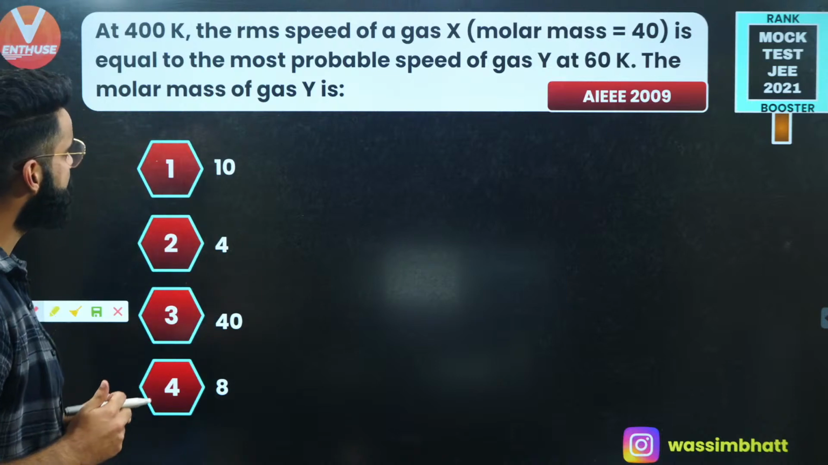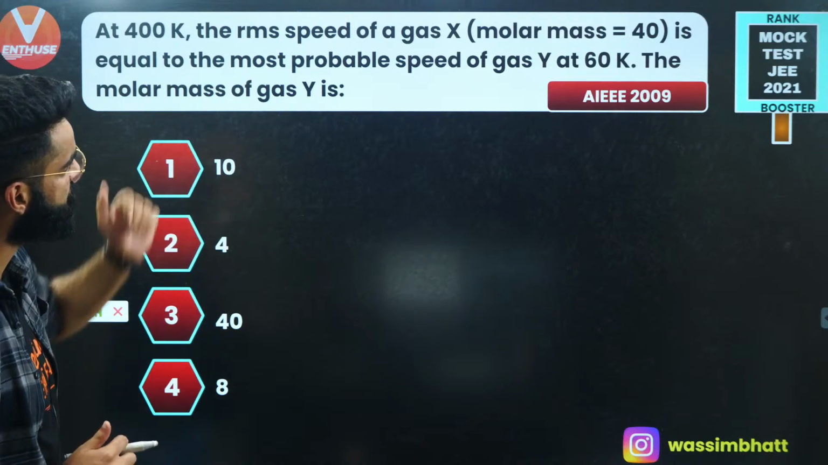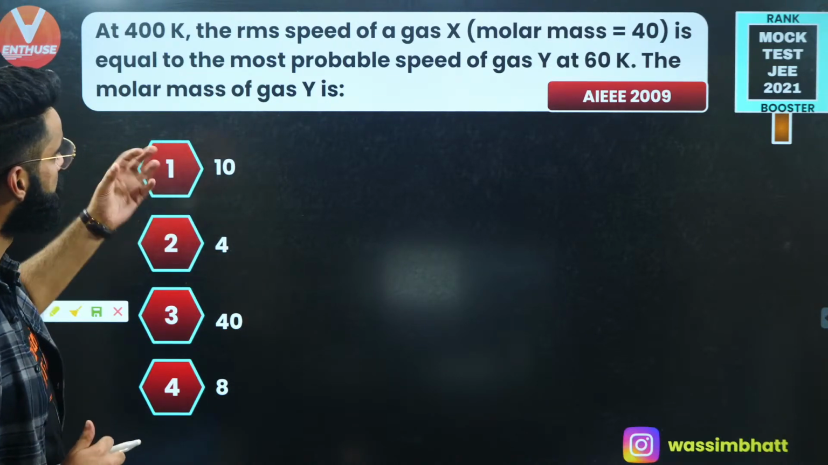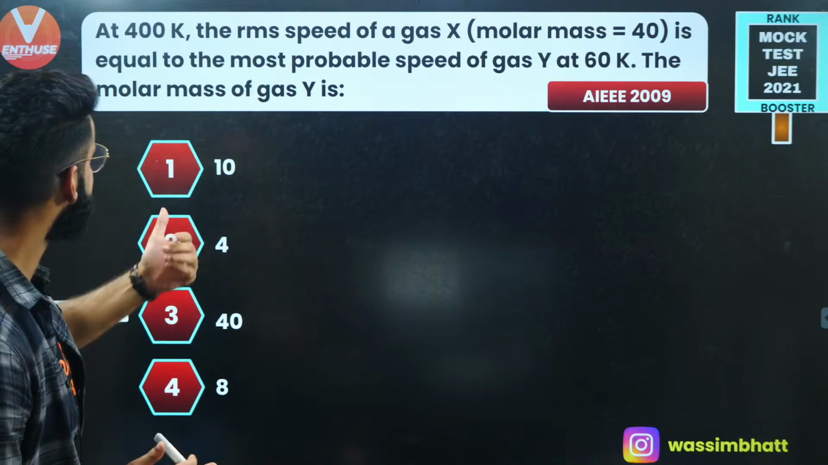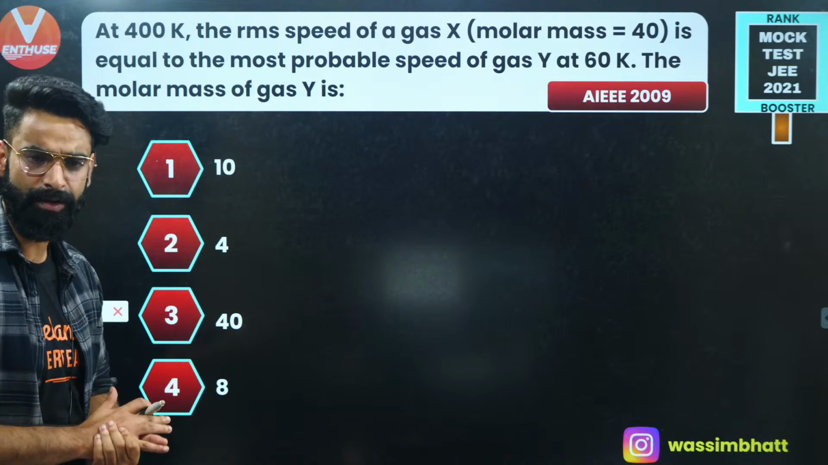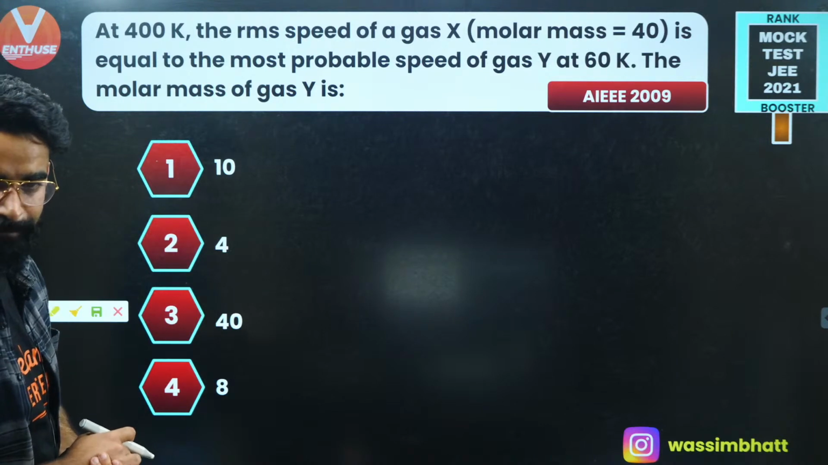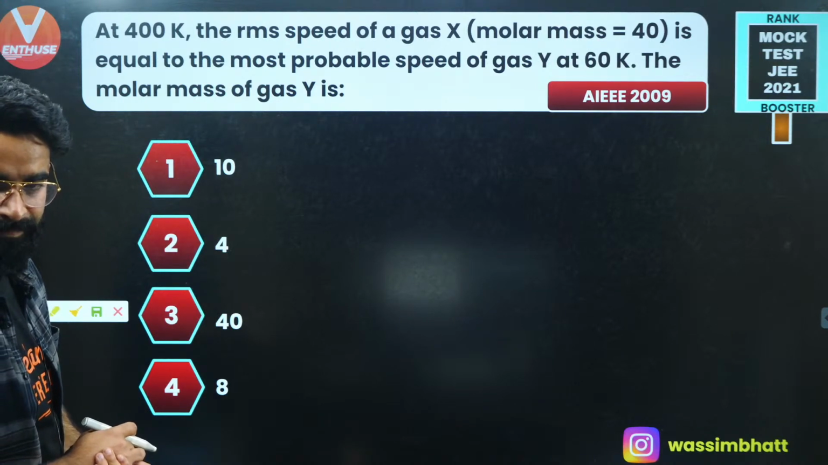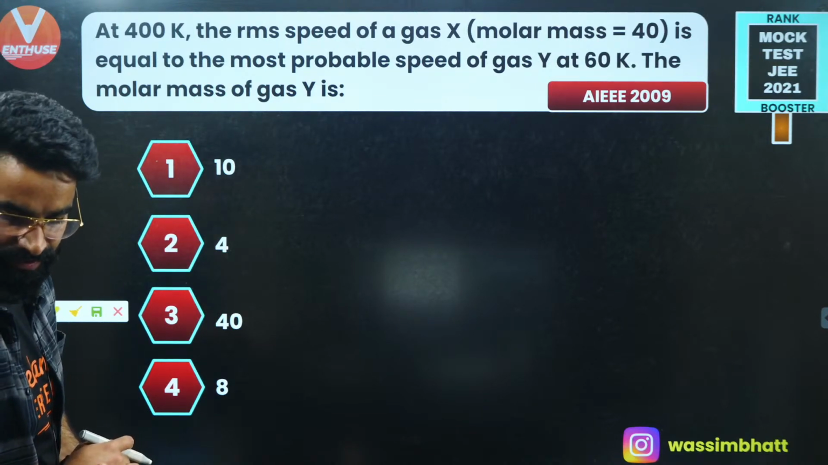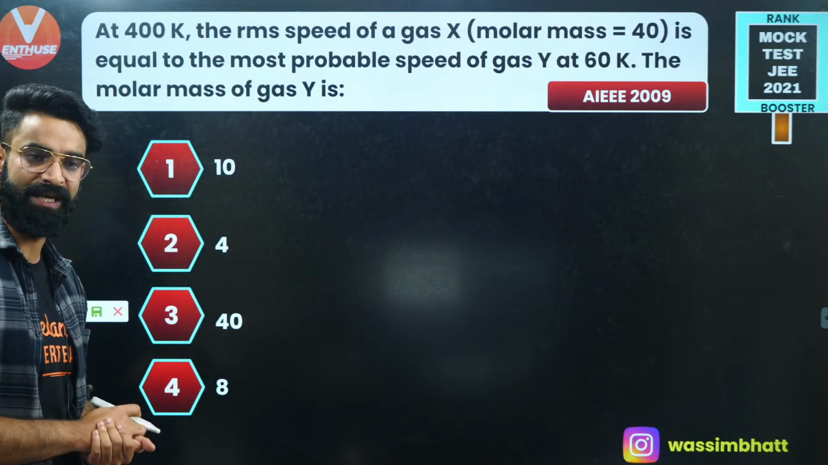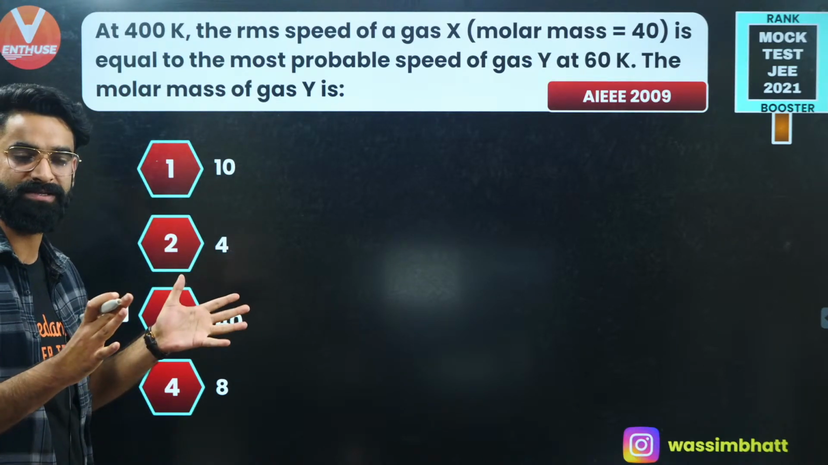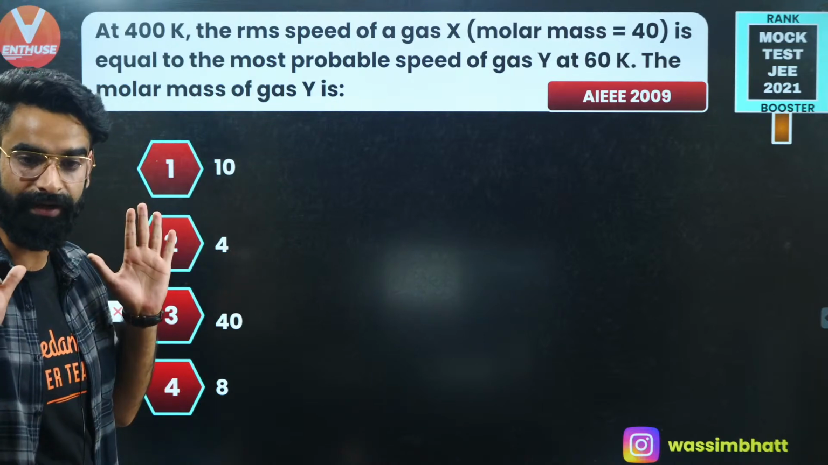At 400 Kelvin, the RMS speed of gas X, whose molar mass is 40, is equal to the most probable speed of the gas Y. At 60 Kelvin, the molar mass of the gas Y will be, right? Give it a try, let me know its answer fast. It's a very, very simple question again, provided you know the formula.